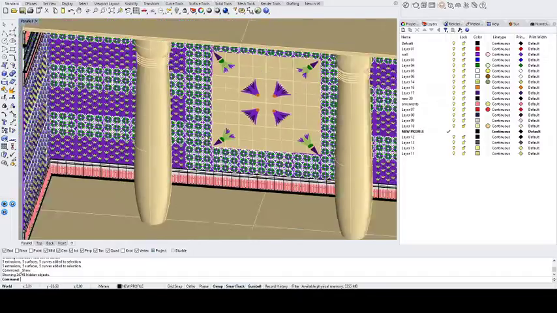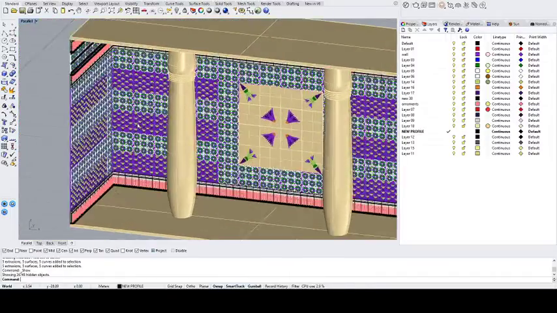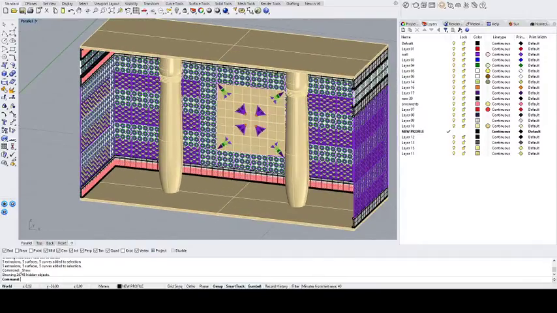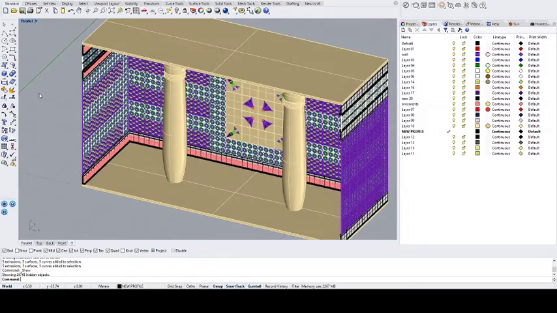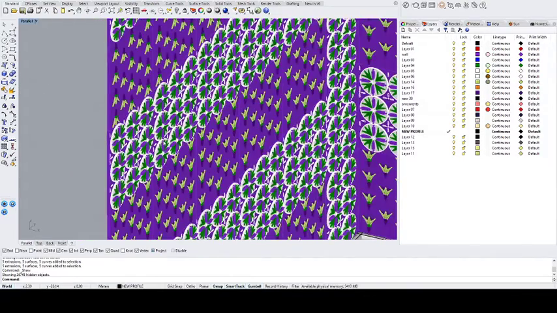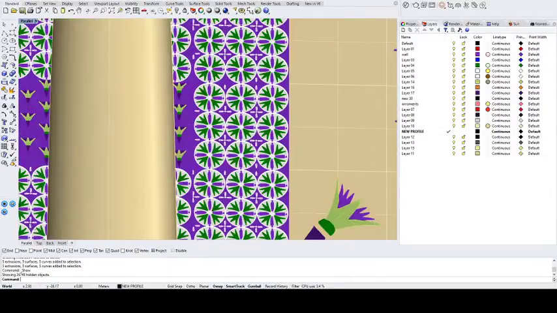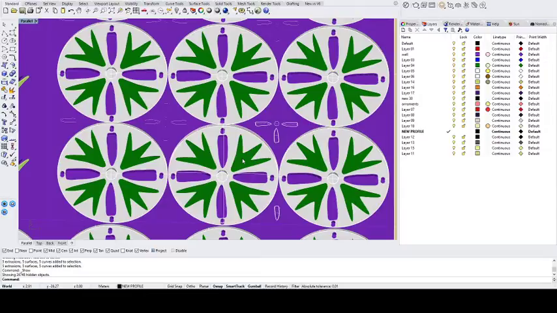I think the result is fairly good. Before we start discussing the design aspects of this, I think what you need to do is to get some technical stuff done first. This Rhino command, you need to start using blocks, okay, because this is making your file less workable. You cannot work with this anymore, it's too heavy.